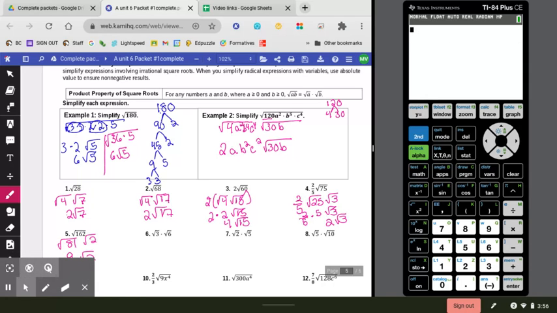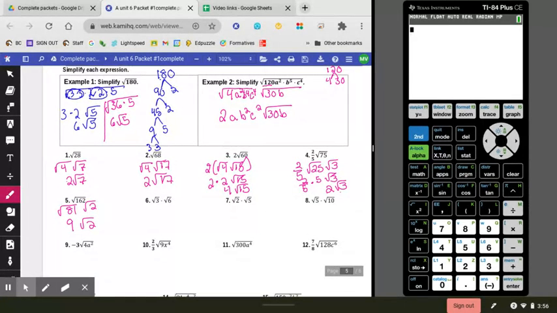Okay, so number 4, square root of 75 can be broken up into the square root of 25, square root of 3. Square root of 25 is 5. Multiply 2/5 by 5, and I get 2 radical 3. Number 5, square root of 182 can be broken up into the square root of 81, square root of 2. Square root of 81 is 9, so 9 radical 2.